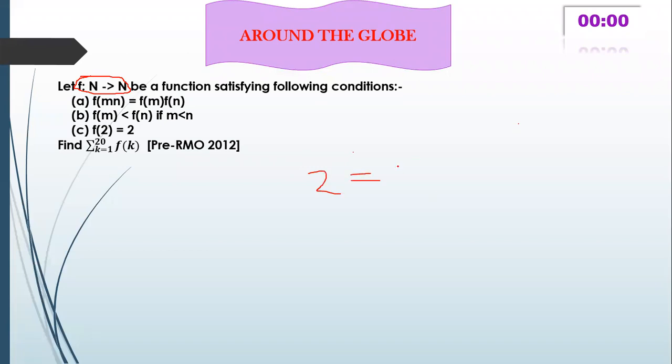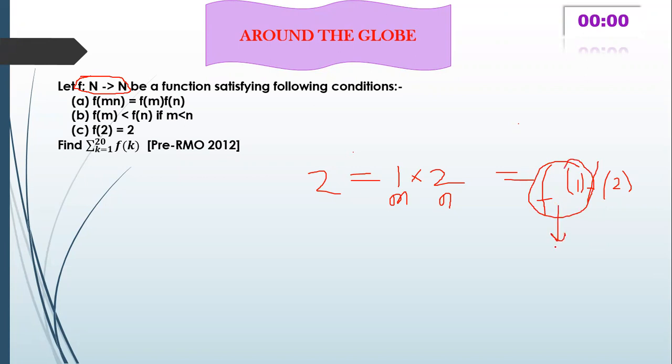So here let m be 1 and n be 2. Now you were told that f of mn, so f of 2, is equal to f of m times f of n, which is equal to f of 1 times f of 2. From here you can observe that 2 is equal to f of 1 times f of 2. That means f of 1 is nothing but 1.